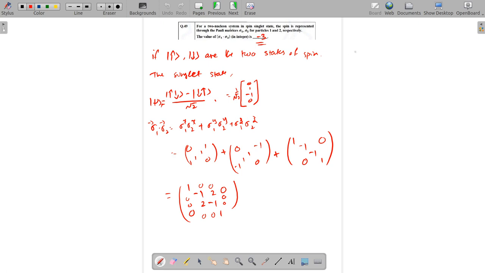So, for a two nucleon system in spin singlet state, the spin is represented through Pauli matrices sigma 1, sigma 2 for particles 1 and 2 respectively. What is the value of sigma 1 dot sigma 2? Okay, this one is actually a little advanced question.